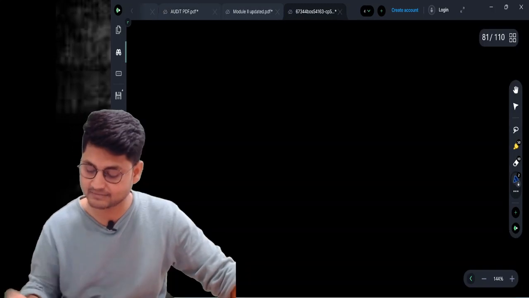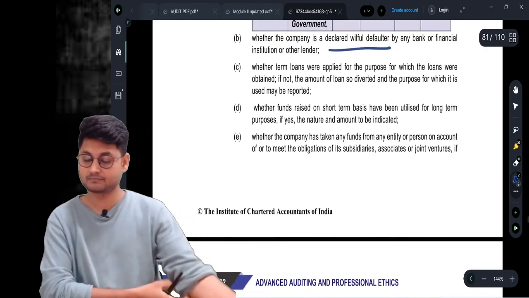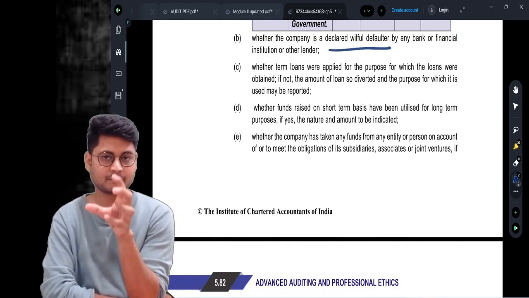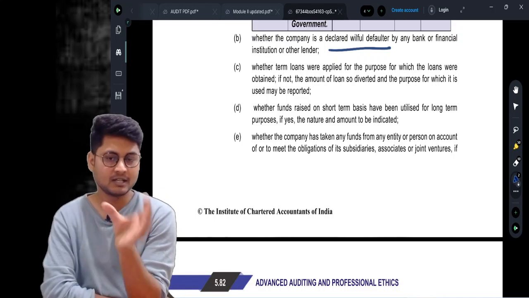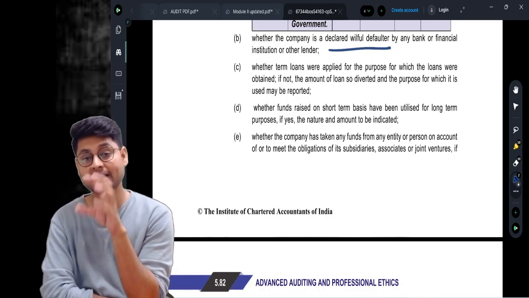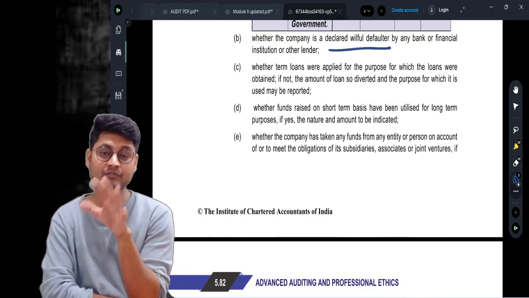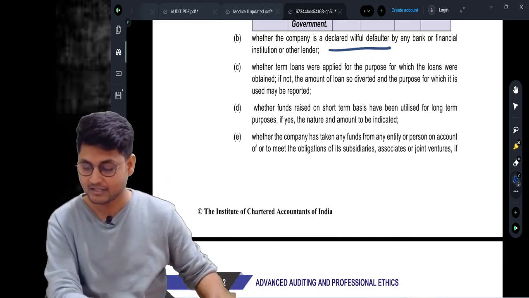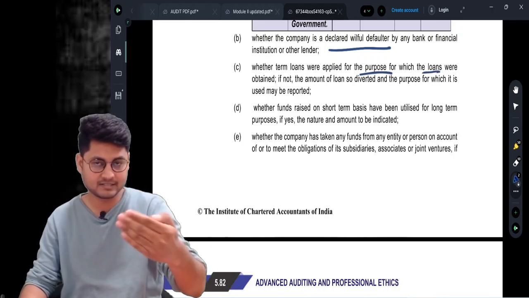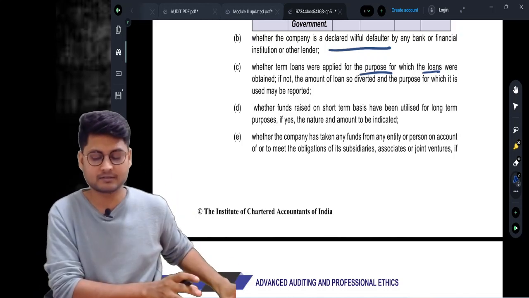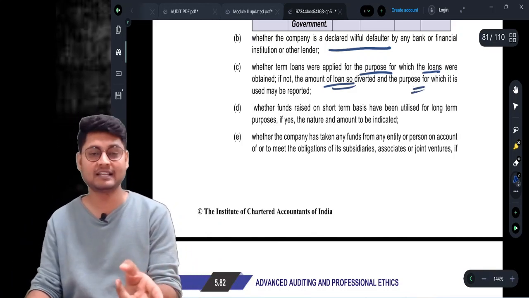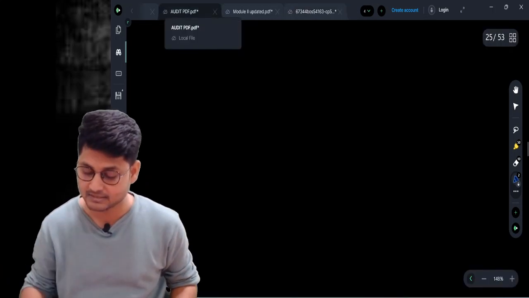Come to subclause number C. Done. When the company is taking a term loan, it shall use that money for the intended purpose. For what purpose they have taken the loan, for that purpose only they need to use that loan. If it is so, then there won't be any problem. If the company fails to utilize the term loan for any purpose other than for which it is borrowed, then you need to report here. See whether the term loans were applied for the purposes for which the loans were obtained. If not, then the amount of loan so diverted and the purposes for which it is utilized, you need to write. This is subclause number C.